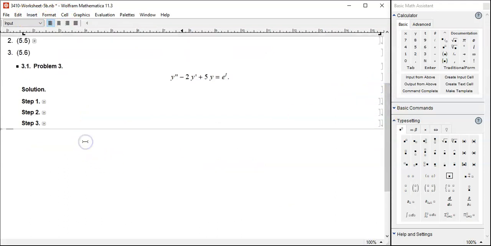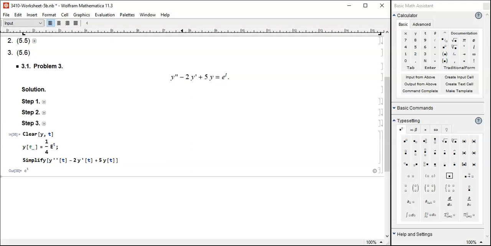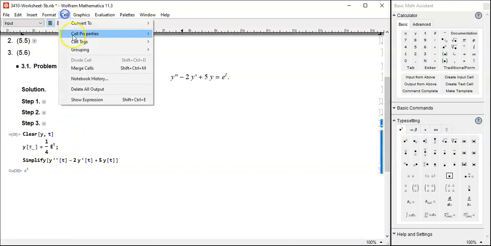Let's check that. And then let's simplify the differential equation here. Minus 2y prime of t plus 5y of t. And simplify. Am I going to get e to the t power? Yes, indeed, we got it. So this is the correct particular solution.